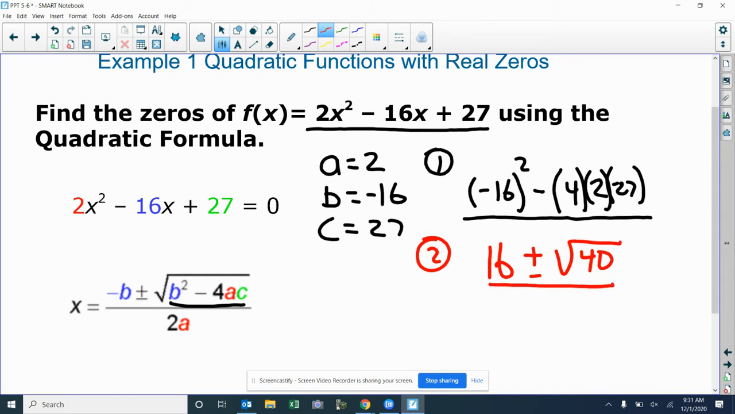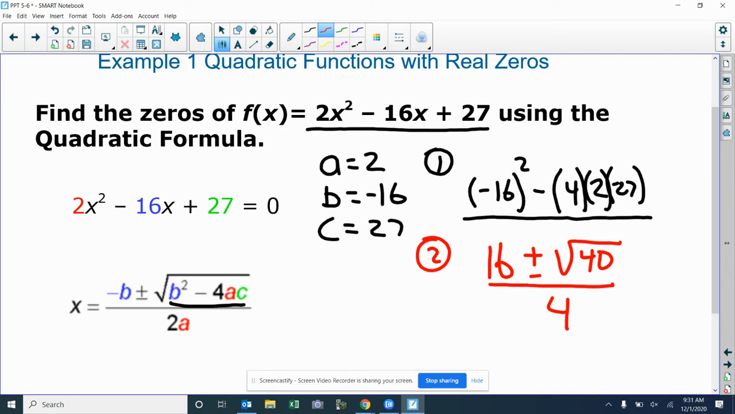And then I have 2 times my a, that would be 2 times 2, which would be 4. So let's go back. Step 1, we just got b squared minus 4ac. Make sure you're real careful with your b when it's negative. Does everybody get that point? Okay? Now I have the discriminant. I have what's going on here.